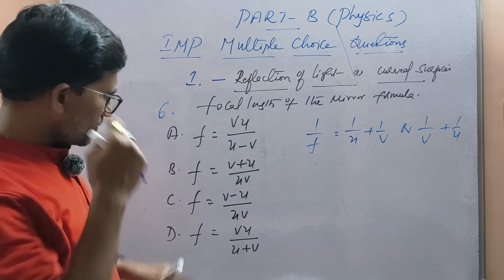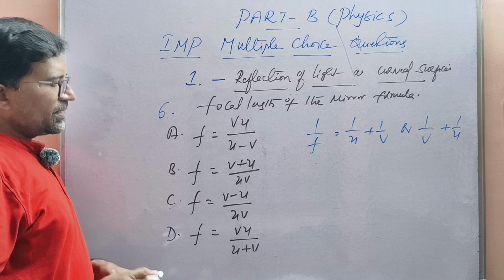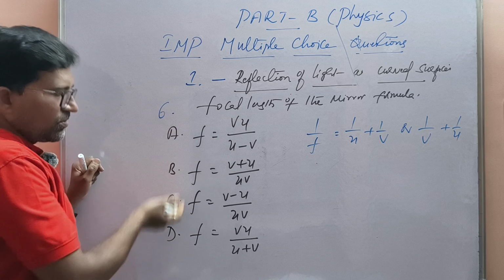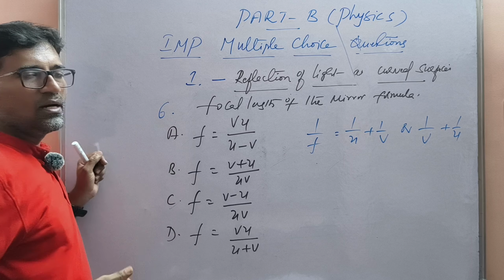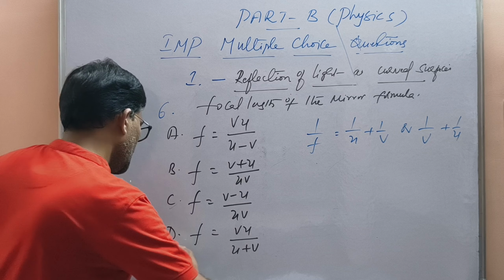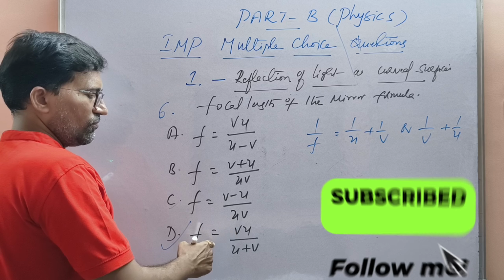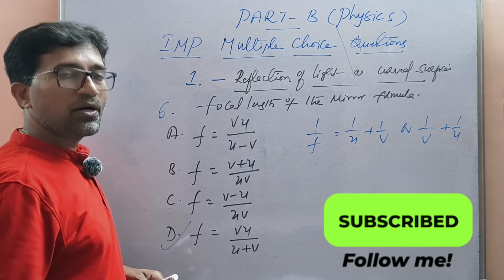Okay. Now what is the right answer, sir? Sir, how did you get this? How has he given these multiple choices? Which one is right, sir? D is the right answer: F is equal to VU by U plus V. How did you get this, sir?